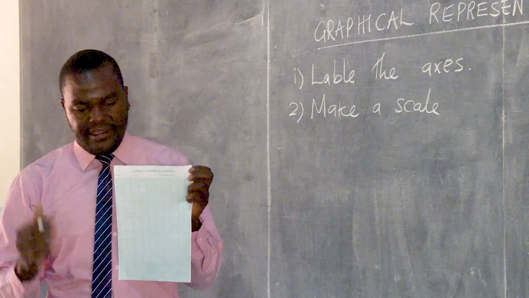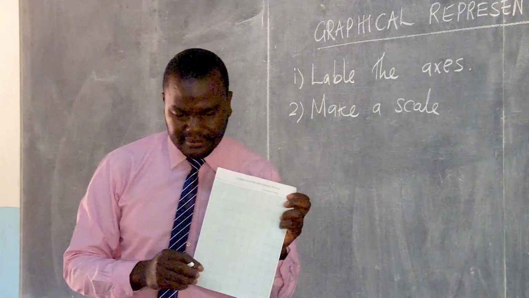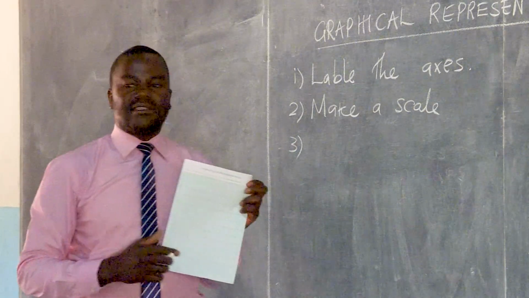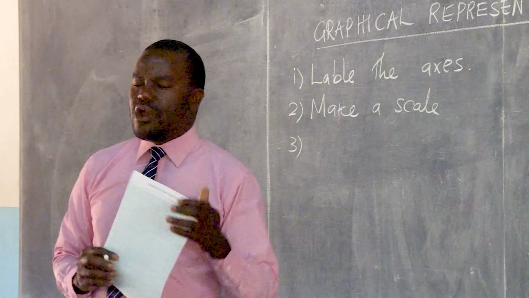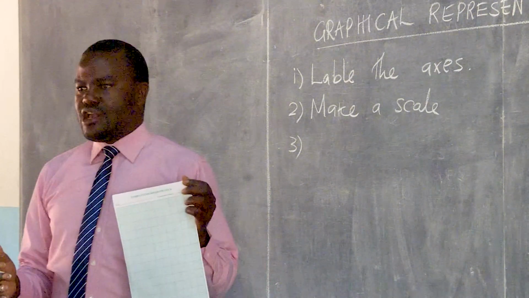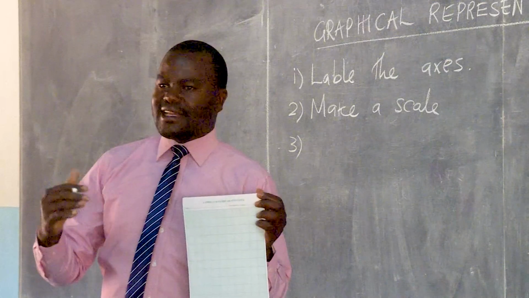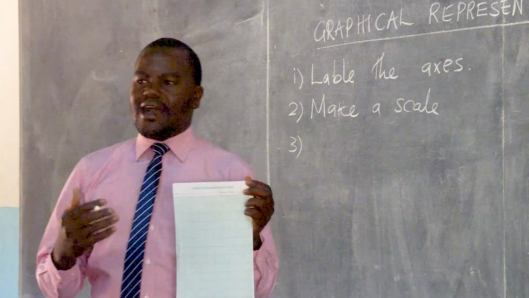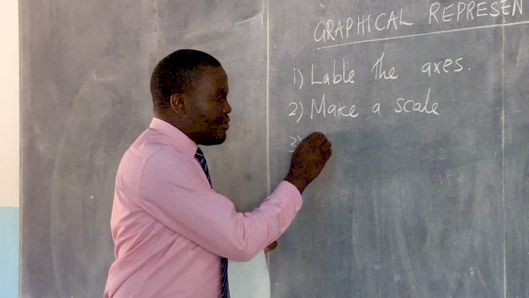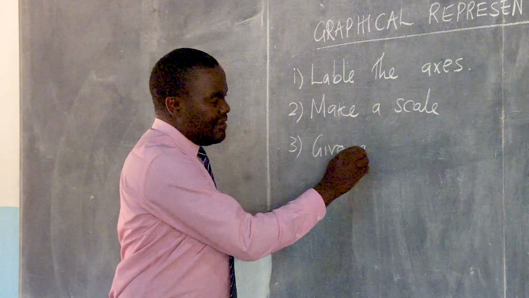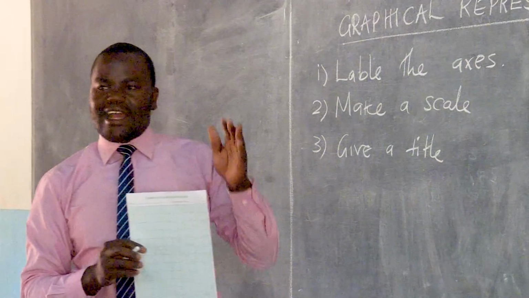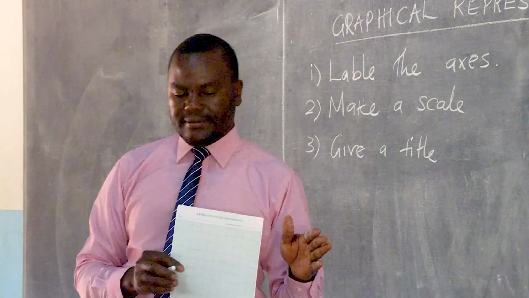Then, the third one is each graph in science must be given a title. There are so many graphs in science, so for you to give a clear picture to the marker, you must give a title to that particular graph you are plotting.